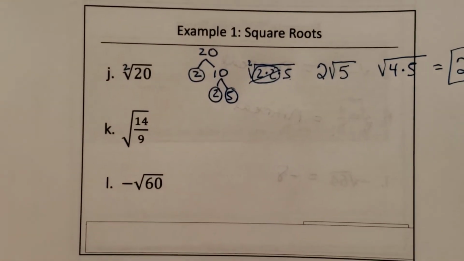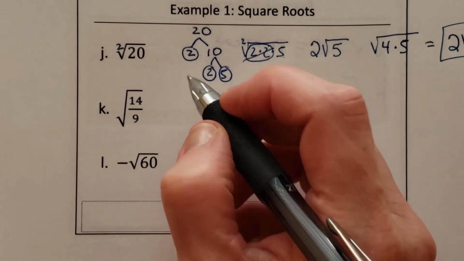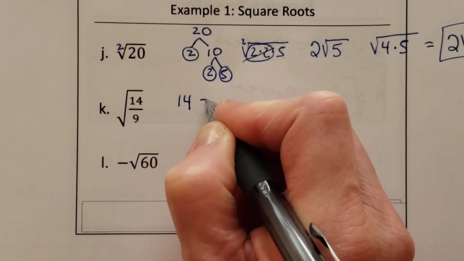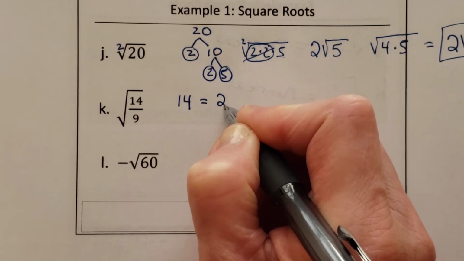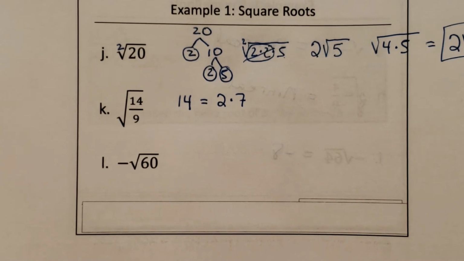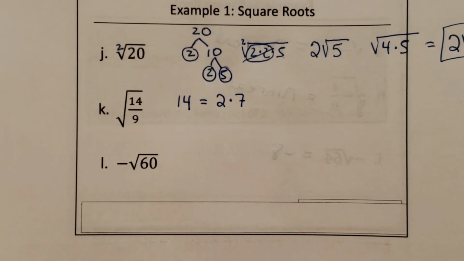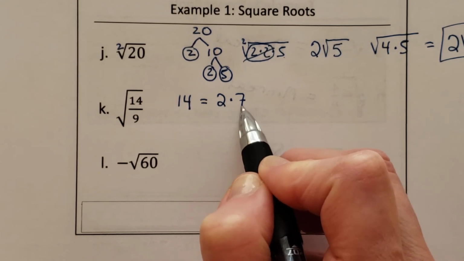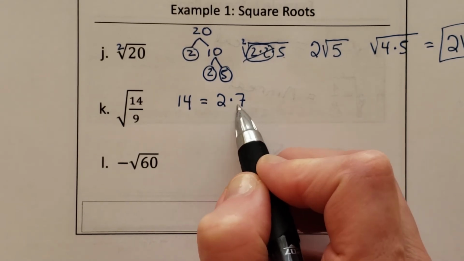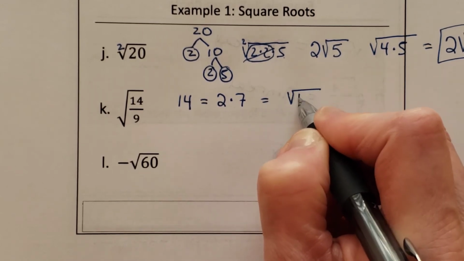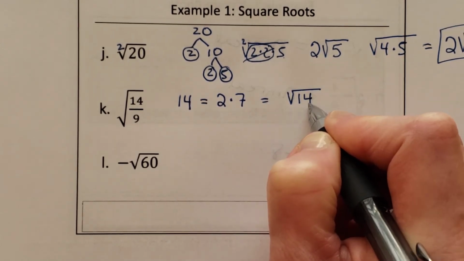All right, let's look at letter K. So 14: the only two factors of 14 are 2 and 7, and those are both prime numbers. I can't break it down anymore. So when I break down the list of prime factors, I don't get any number that I have a pair of. So my 14 has to stay under the radical. It doesn't have any factors that are perfect squares.